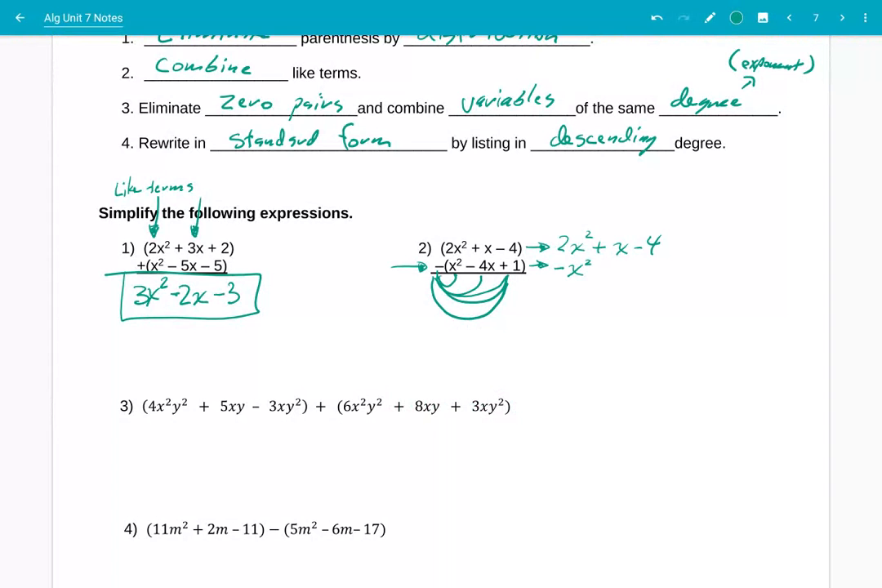Okay. So we're going to distribute those. A negative to the x squared, a negative to the 4x, and a negative to the 1. So that makes it negative x squared. Negative times a negative is a positive 4x. And then a negative times a plus 1 is a negative 1. So now I can add these up. 2x squared minus x squared leaves me just 1x squared. 1x plus 4x is 5x. And the minus 4 and a minus 1 is a minus 5.